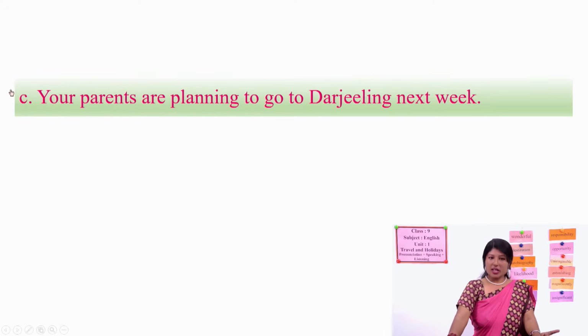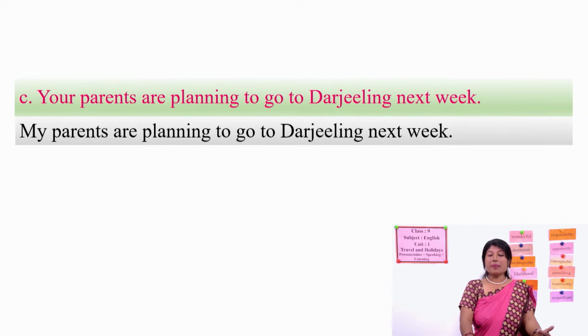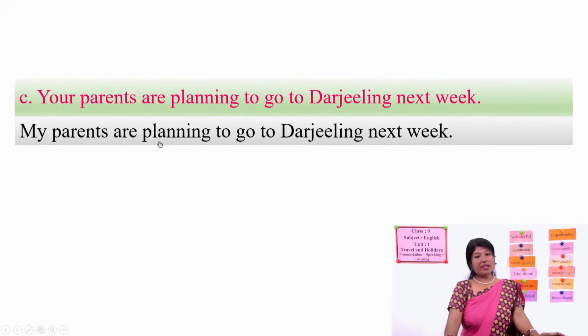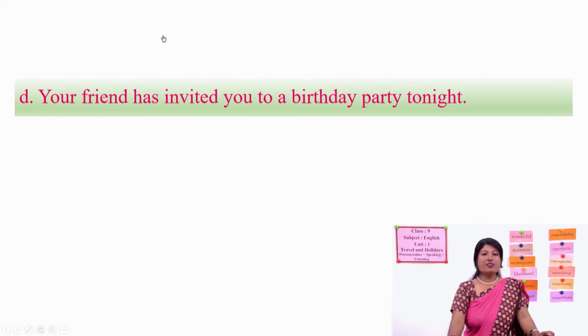Number C, the situation is your parents are planning to go to Darjeeling next week. How do you say it? My parents are planning to go to Darjeeling next week. Simple, right? You can say my parents are planning to go to Darjeeling next week. Number D. Your friend has invited you to a birthday party. So how do we express it?